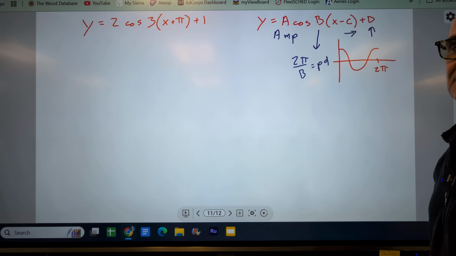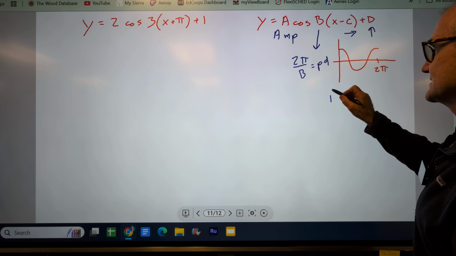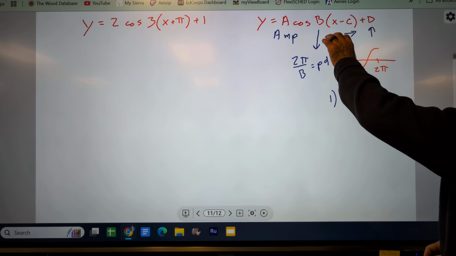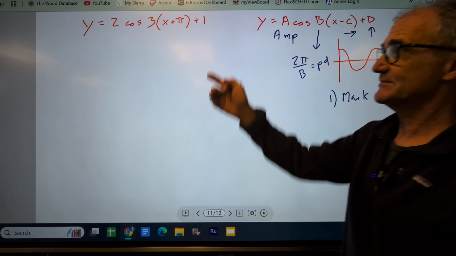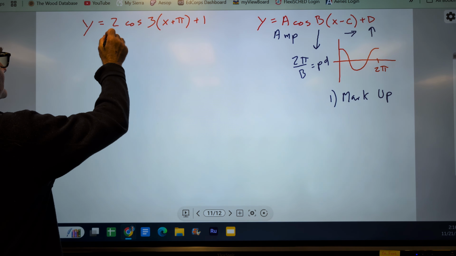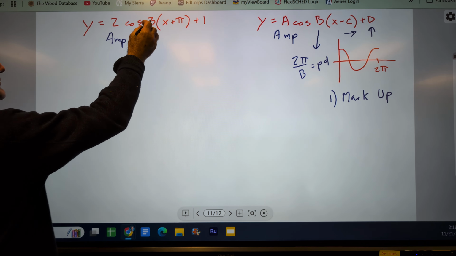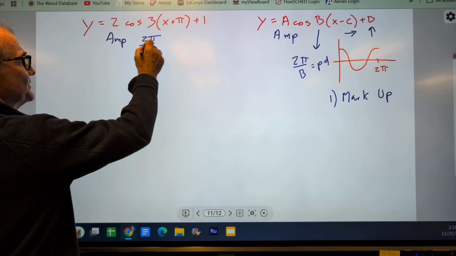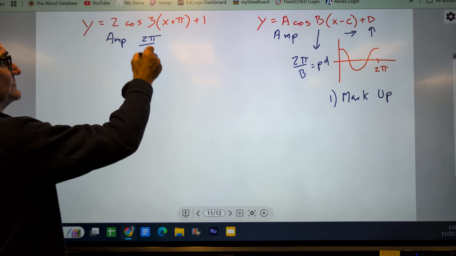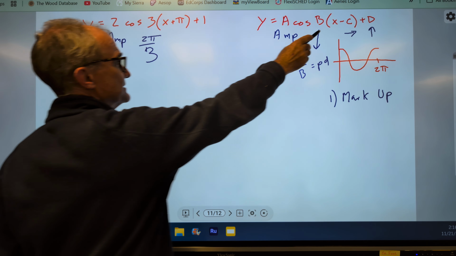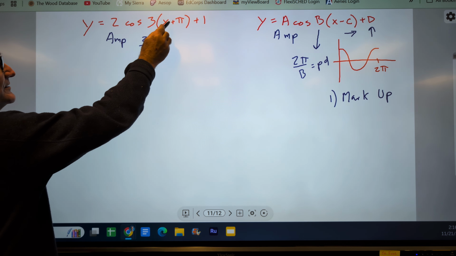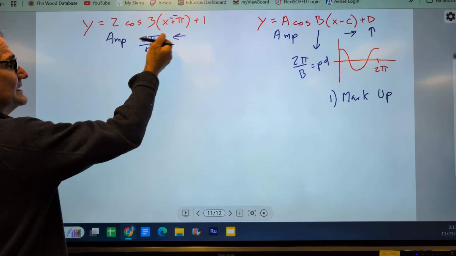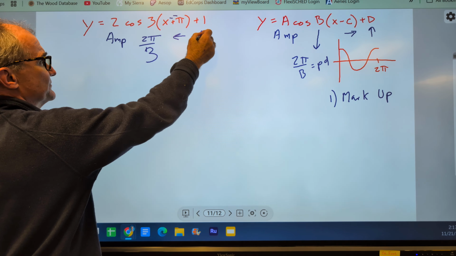I have a 5-step process for graphing these equations. Step 1, mark up the equation. So I'm going to take what I know about the general equation and put that on my specific equation. Amplitude is equal to 2. My period right here is going to be 2 pi over B, or 2 pi over 3, so 2/3 pi. The general equation is minus C. So to get it there, this would be minus a negative. So that means I am going over this way, negative pi, and my vertical shift is 1.